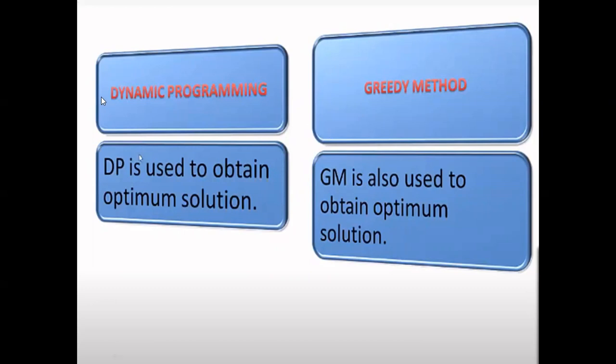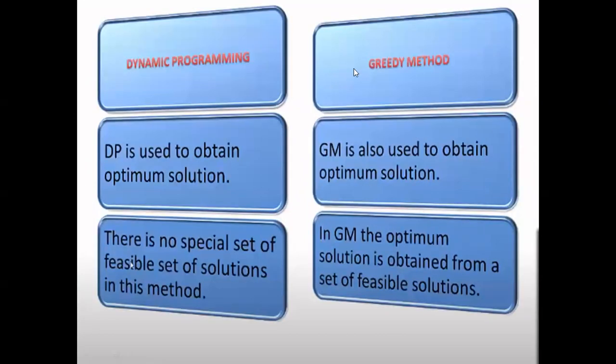So what is the difference between the greedy method and dynamic programming? The greedy method is used to find the optimal solution. Dynamic programming is also used to find the optimal solution. So what is the difference? In the greedy method, the optimal solution is obtained from a set of feasible solutions. So in the greedy method, we have a set of feasible solutions, and in that set you have only one optimal solution.